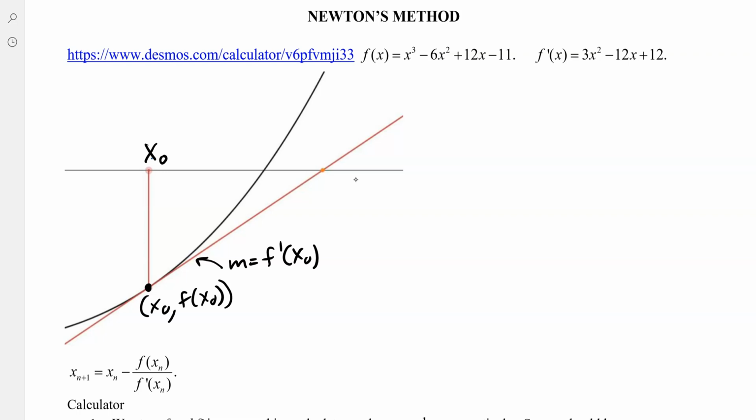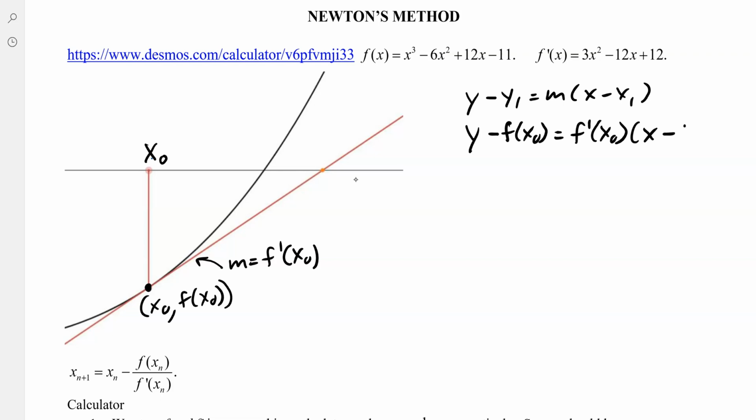Okay, so what we get is this equation. Remember it's y minus y1 equals m times x minus x1. So if we plug that in, we get y minus f of x0, our slope is f prime of x0, and our x1 is x sub 0. Now, I'm going to call this next point x sub 1 right there, so that we don't get it all confusing. And we know that at x sub 1, our y coordinate is 0.